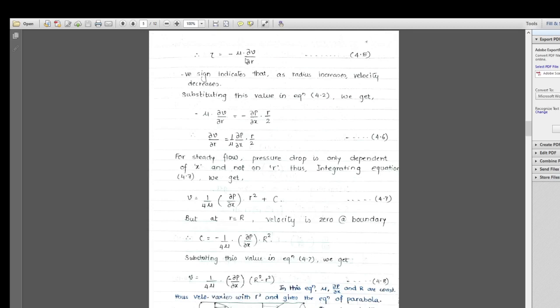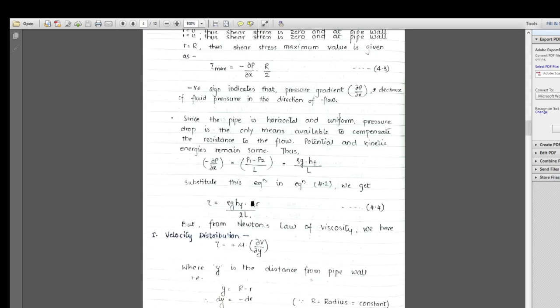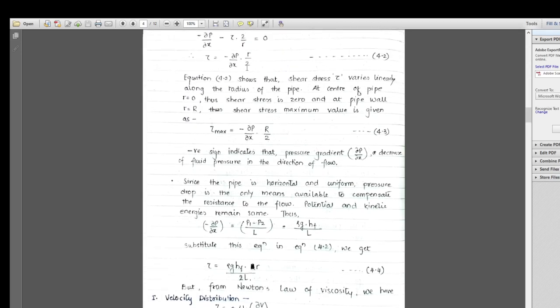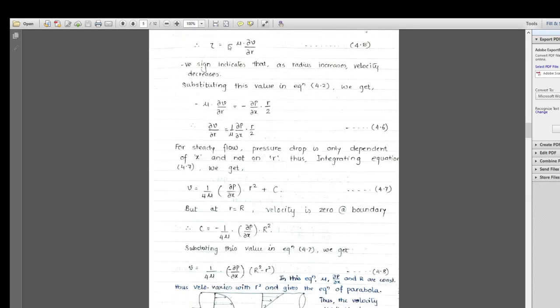Therefore tau is equal to minus mu into dou v by dou r. This negative sign indicates that as radius increases, the velocity will decrease. So substituting this equation, that is 4.5, in equation 4.2, we will get minus mu into delta v by delta r is equal to minus delta p by delta x into r by 2. What we have done is equated equations 4.5 and 4.2.